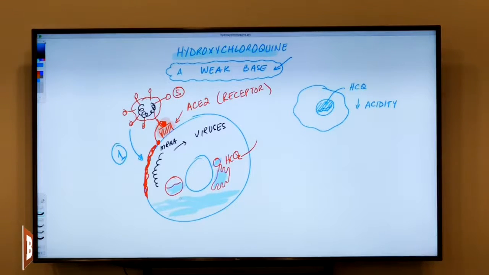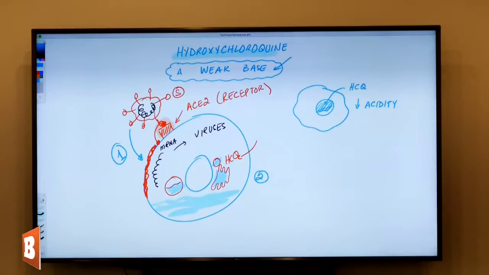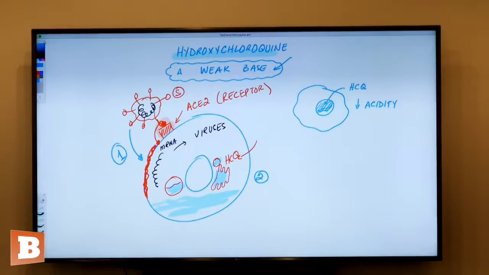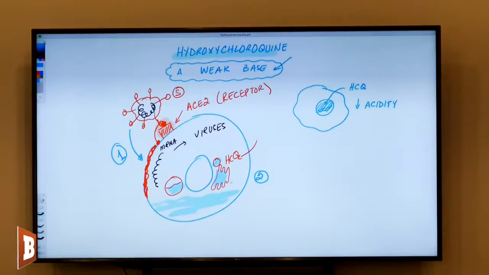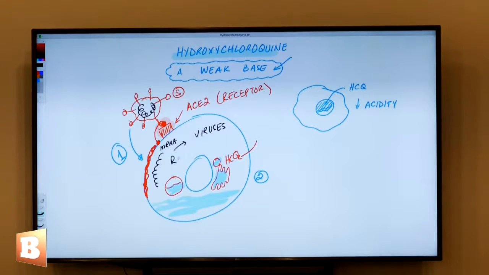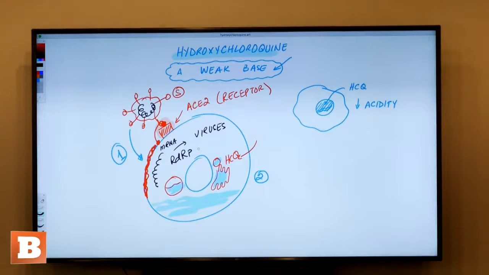The second mechanism is, and I want to make sure that we are aware of this, that hydroxychloroquine is also a zinc ionophore. These are extra functions or mechanisms by which it helps. So the second mechanism is that when the hydroxychloroquine is present and the environment is alkaline, the virus has an enzyme called RDRP, RNA-dependent RNA polymerase.